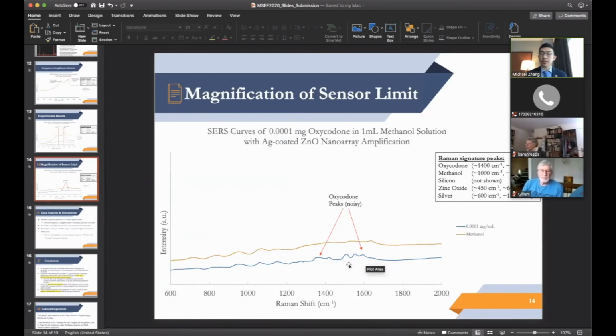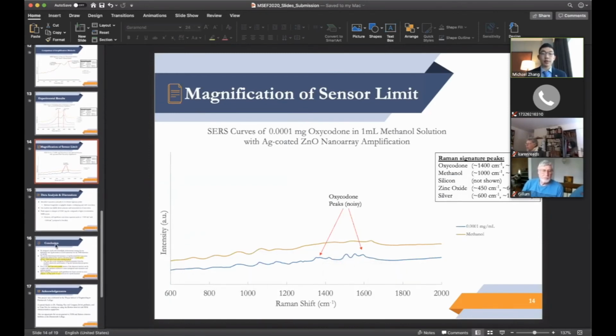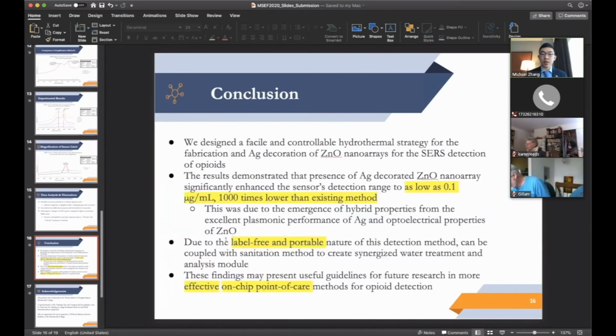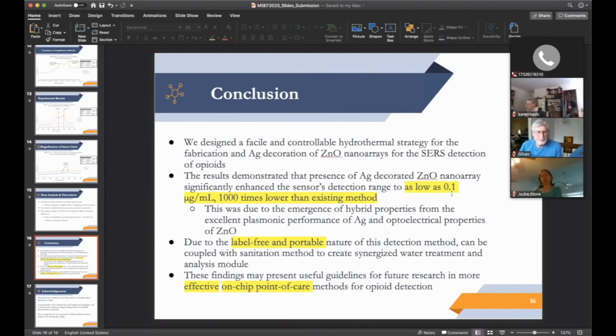As you can see here, they are still very detectable, which proves that our sensor can indeed reach this detection limit of around 0.1 micrograms per milliliter, which is 1,000 times better than the current existing portable detection method. And our method is very portable and label-free, which serves as a very effective on-chip point-of-care method for opioid detection that could potentially be used across America and around the world to map out the opioid crisis and provide a reliable way of providing point-of-care solutions for communities.